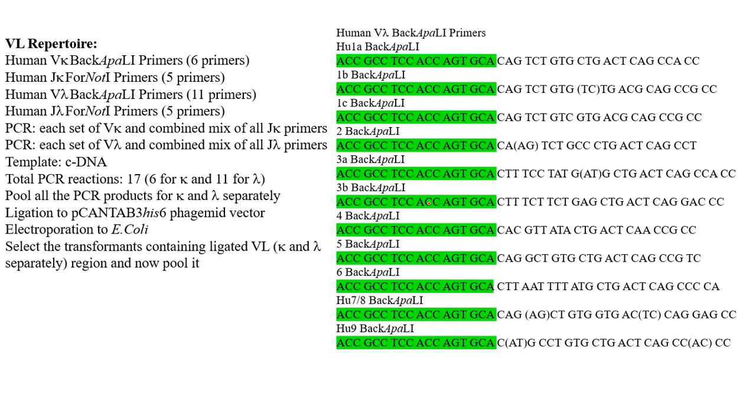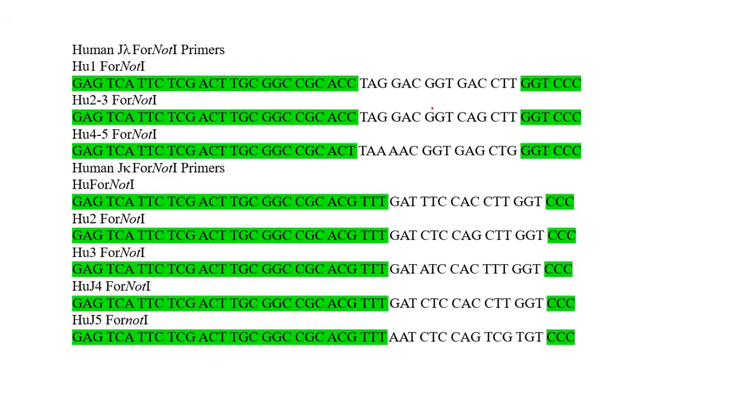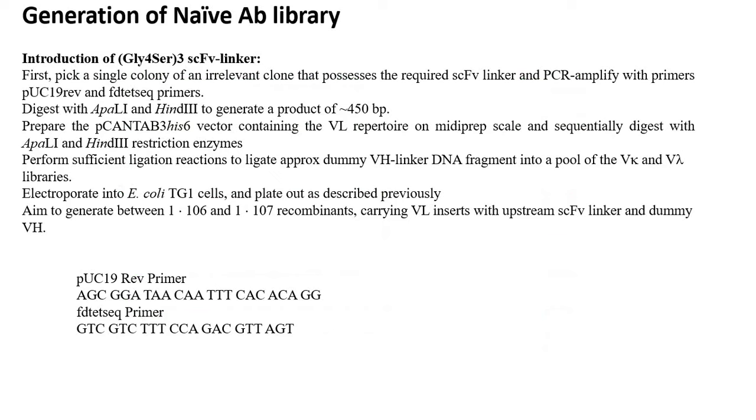So the total number of reactions is going to be 17. The process is very laborious. Instead of saying technical, I'll say it is a very laborious process. Similarly, for the V kappa, there are 6 primers, so you can count there are 6 primers. Then for V lambda and J kappa, these are the primers which we are going to use.